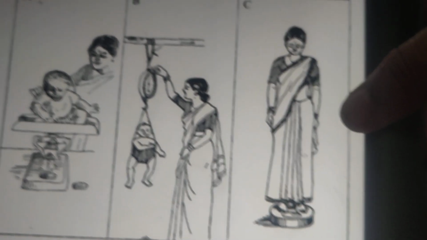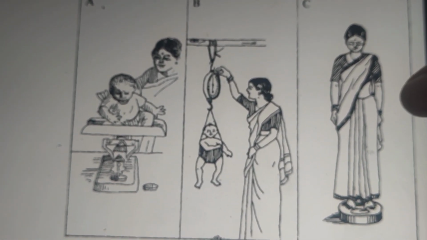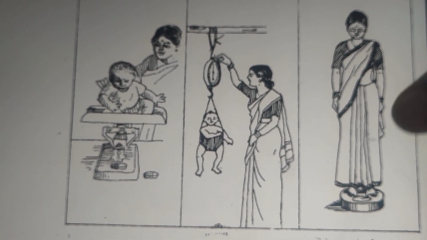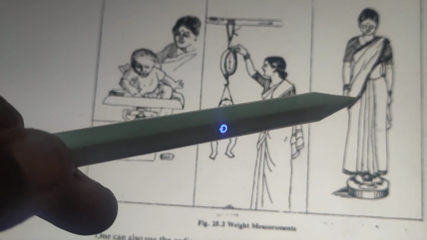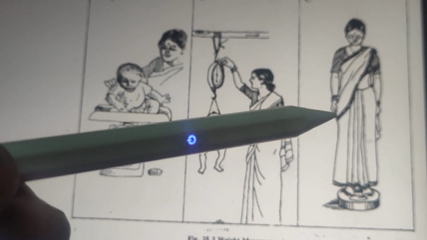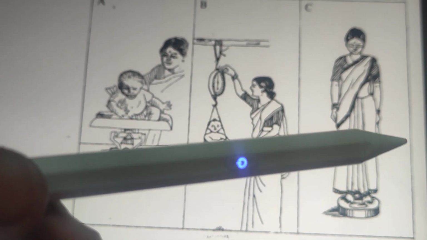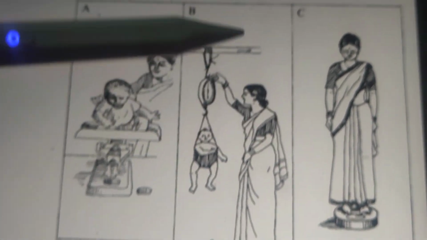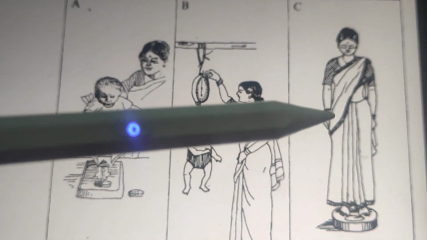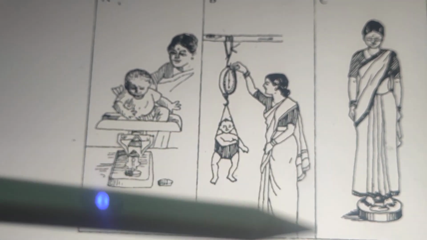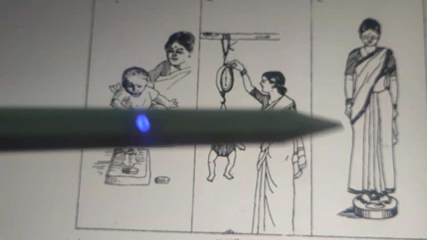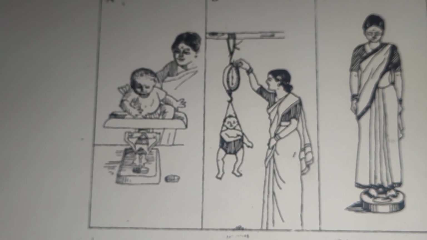How do we use the normal weighing balance? Here you ask the mother to carry the baby. First she will measure her weight along with her baby. And then she puts the baby down and checks only her own weight. So the weight with the baby minus the weight of the mother is equal to the baby's weight. It is not very accurate, but this is also one of the methods to measure the weight.